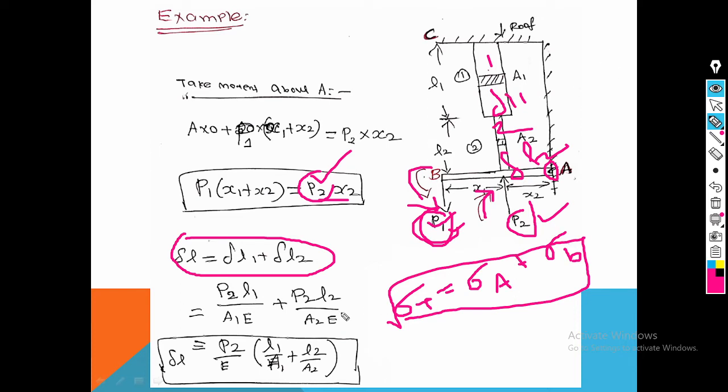So del L equals P2 divided by E into (L1 divided by A1 plus L2 divided by A2). Suppose both materials are the same, then E is equal.